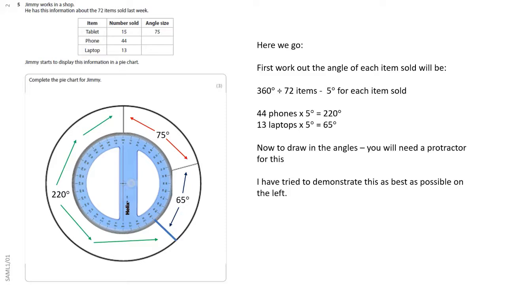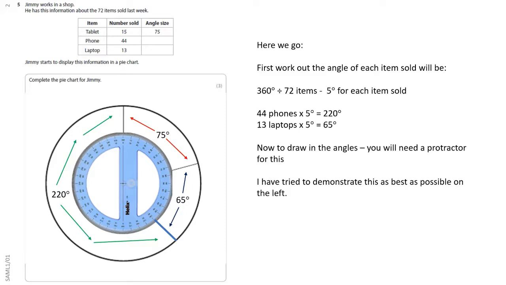360 divided by 72 items gives us 5 degrees for each item sold. So 44 phones times 5 degrees is going to be 220 degrees. 13 laptops times 5 is 65 degrees. Now to draw the angles you will need a protractor. I've demonstrated as best I possibly can. So what we can see here is the angles that I put in. We have the 70, you have the 75 for the tablets, 65 roughly as I can do it on the computer with the protractor I've got here.